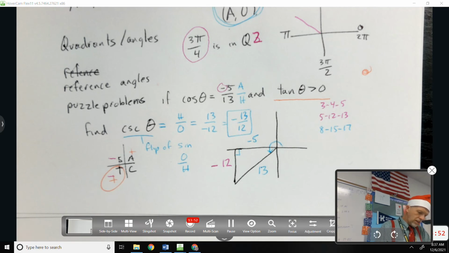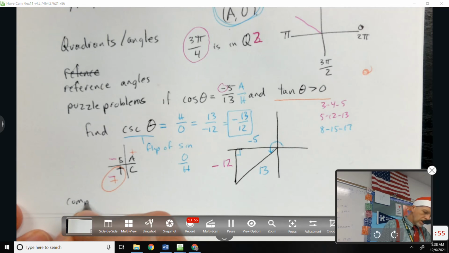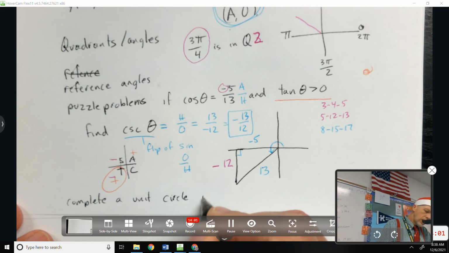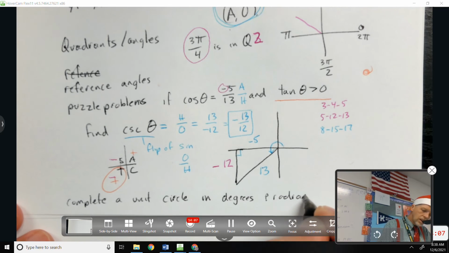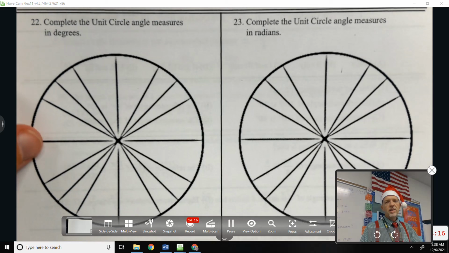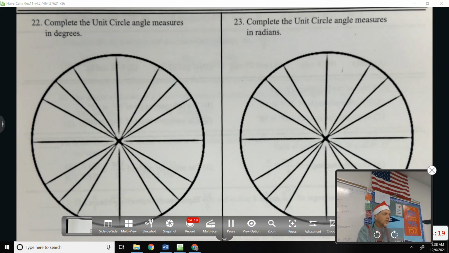I think that's it, other than the one I showed you. Complete a unit circle in degrees and radians. That was the picture I showed you. In fact, I'll show you both of them. So there's problem 22 and 23 on the test. How many questions are there? There's 24 questions. What's 24? Find the 6 trig ratios given the triangle on the right. That's problem 24.